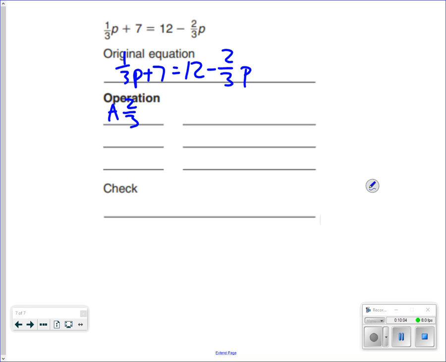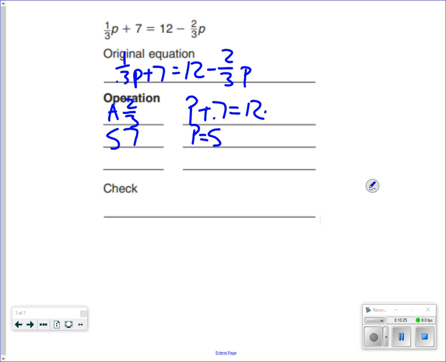So on this side, I'm going to have a positive p, because 2/3 plus 1/3 is 1 whole, plus 7 equals 12. Now I'm going to subtract this 7 and put it on this side, so I have a p that equals 5. I don't have to divide anything because I already know p equals 5.